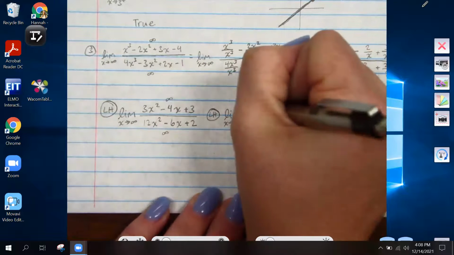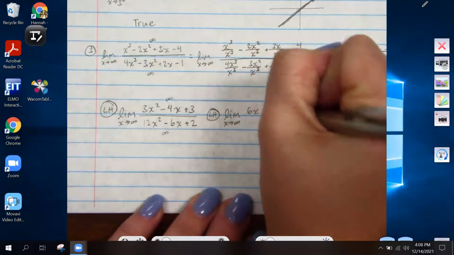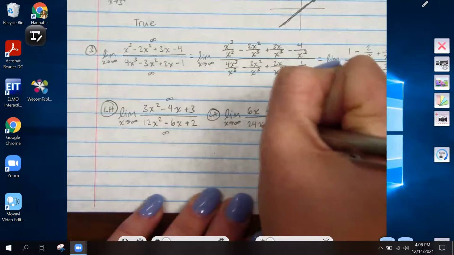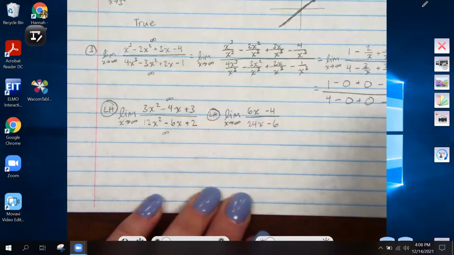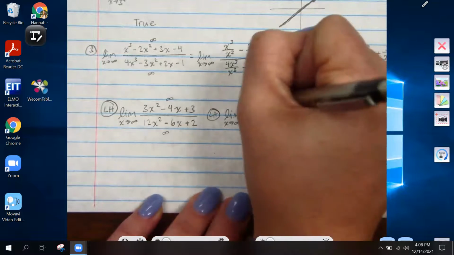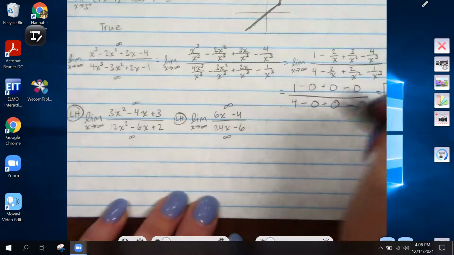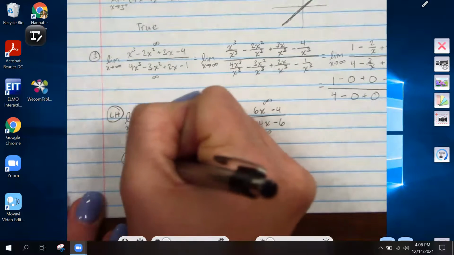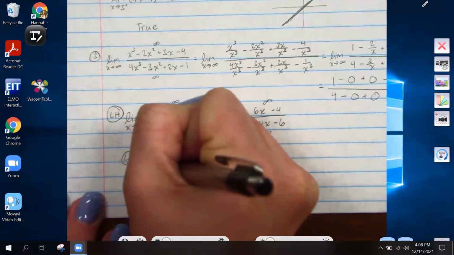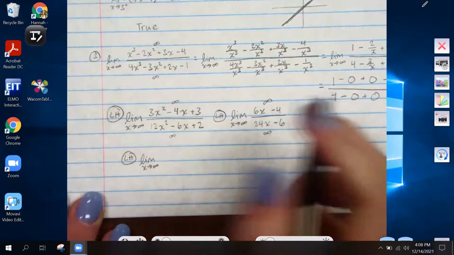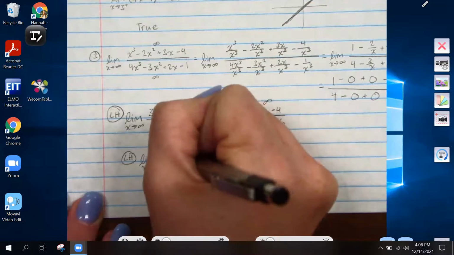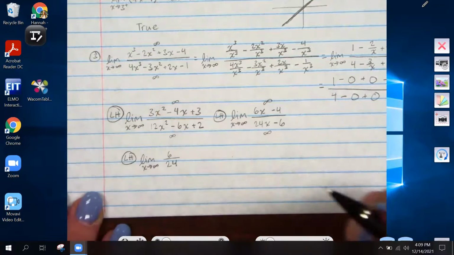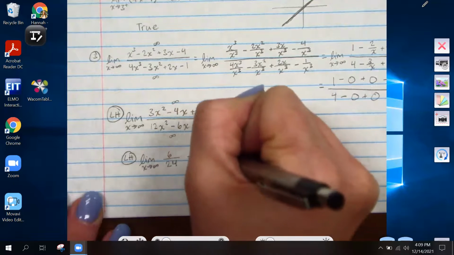Derivative of the numerator is 6x minus 4. Derivative of the denominator is 24x minus 6. Plug in infinity, you still get infinity over infinity. So let's use L'Hopital's rule again. Derivative of the numerator is 6. Derivative of the denominator is 24. 6 over 24 is 1/4.